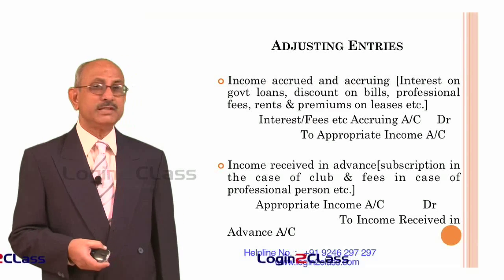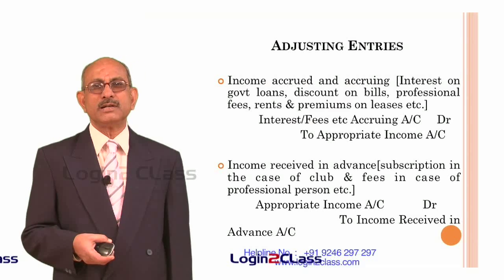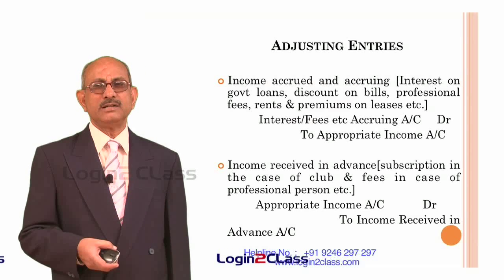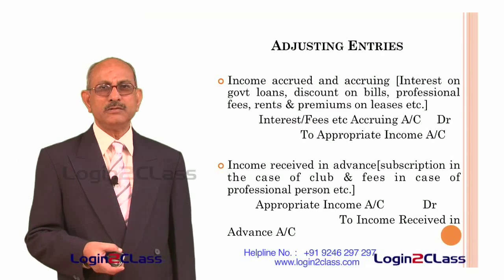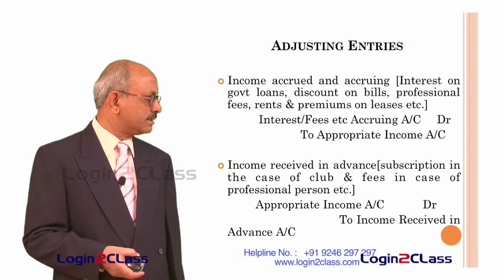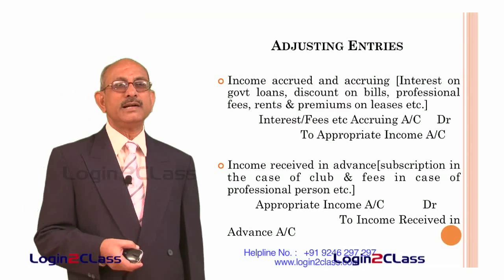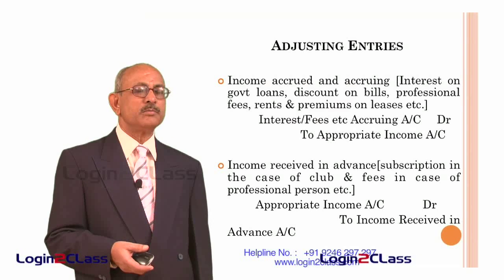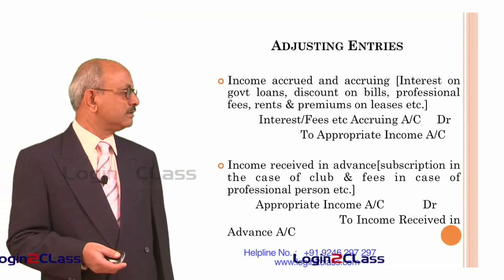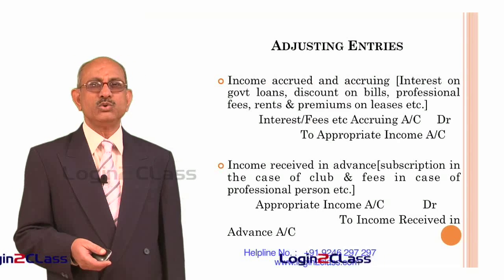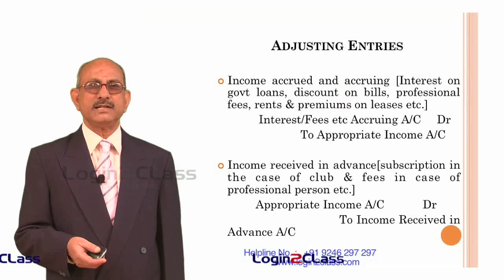In the case of income received in advance, the opposite is true. You have to debit the appropriate income account. That means though you have received it, it does not pertain to this accounting year. So you debit that appropriate income account, whether it is discount or interest, and then credit it to income received in advance account, and it is taken over to the next accounting period, where at the beginning of the next accounting period this entry is reversed. So we have, as we have seen, two adjusting entries for expenses and two adjusting entries for incomes.